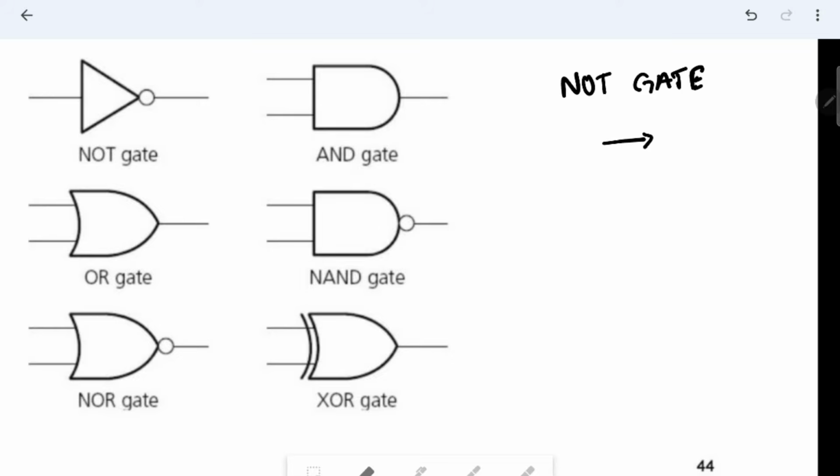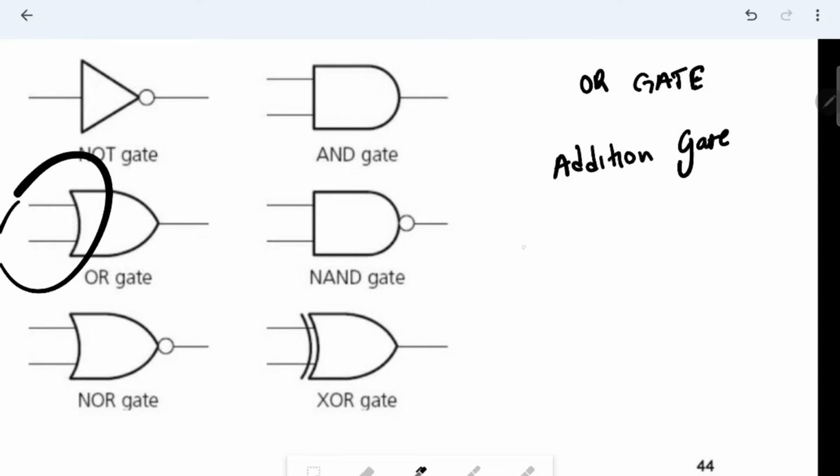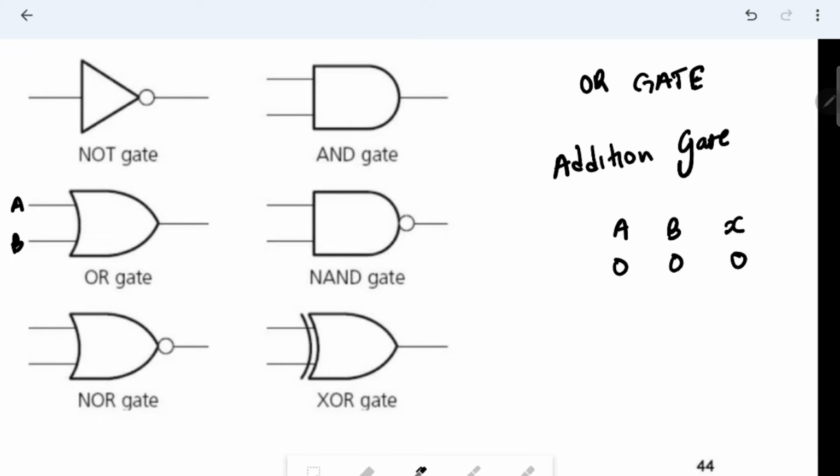The next gate is the OR gate. Now the OR gate, I call it the addition gate. Now this is not the correct term, but I call it so it's easy to find out the outputs. Here you can see we have 2 inputs. For simpler terms, let's say this is A and this is B. Now if A is 0 and B is 0, X will be the addition of these two, which is 0.